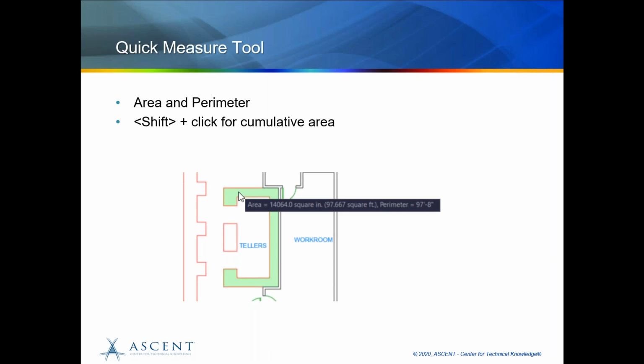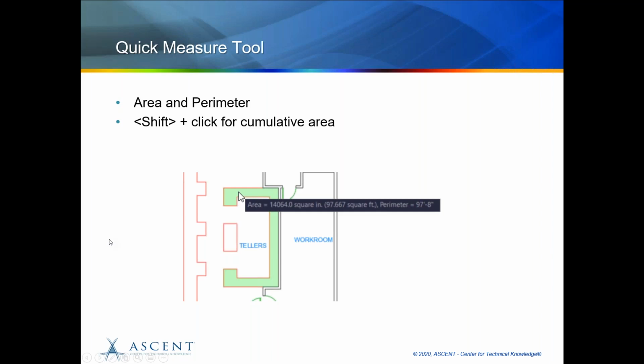And also, if you want to see the cumulative area of various different closed areas, all you have to do is hold the shift on your keyboard and then keep on clicking inside the closed areas. That way, all the areas are accumulated, like they are summed up, and that's what is displayed near your cursor.